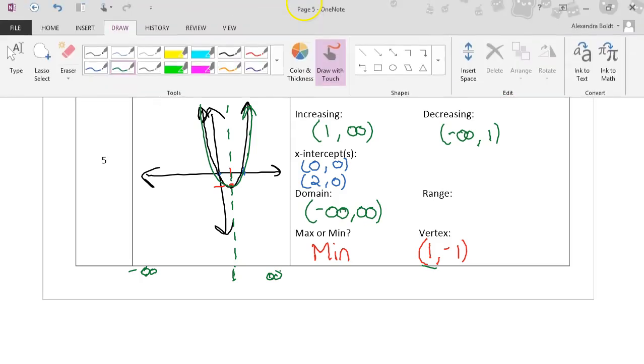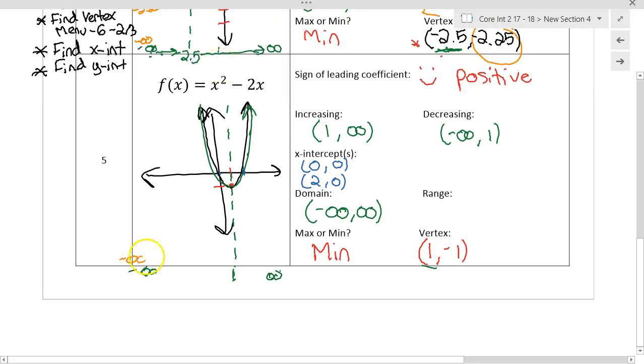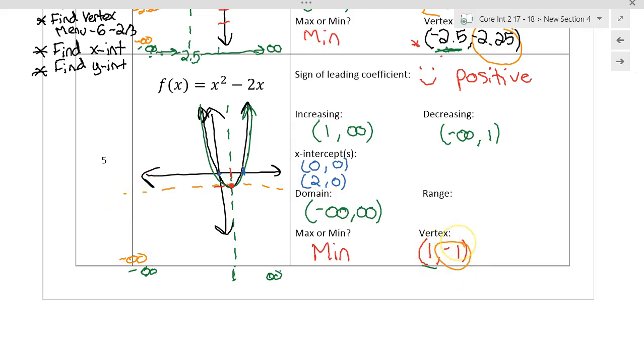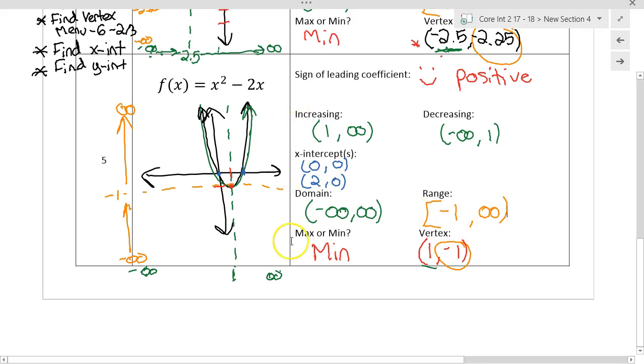Range has to do with the height. I can draw the line across here. That number is negative 1. Where is my graph? Is it between here or between here? It's between negative 1 and infinity. So that is my range. All right, that is it. This was a very long video with lots of pieces to it, but go ahead and work on the activity. There's 3 graphs to do.